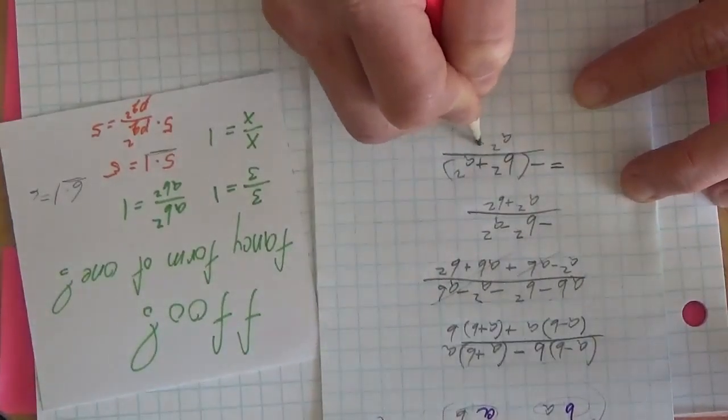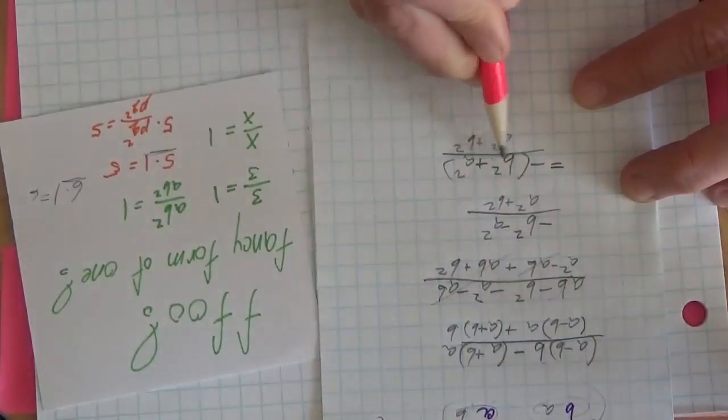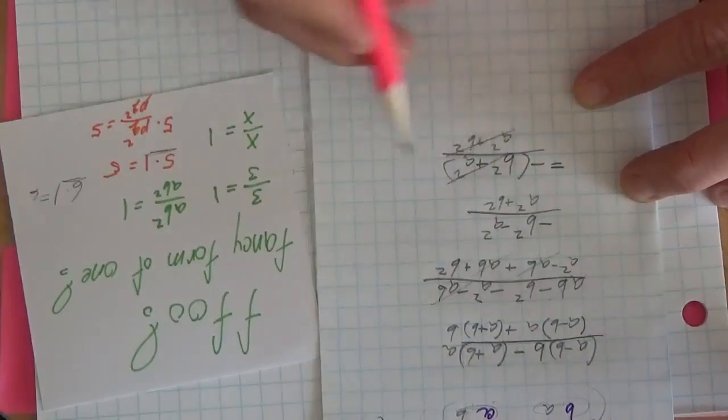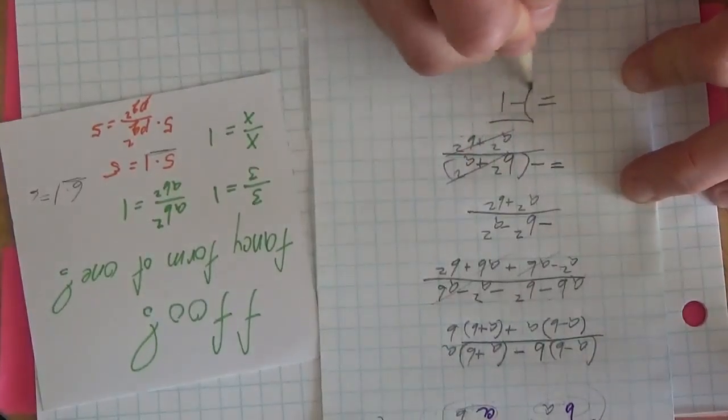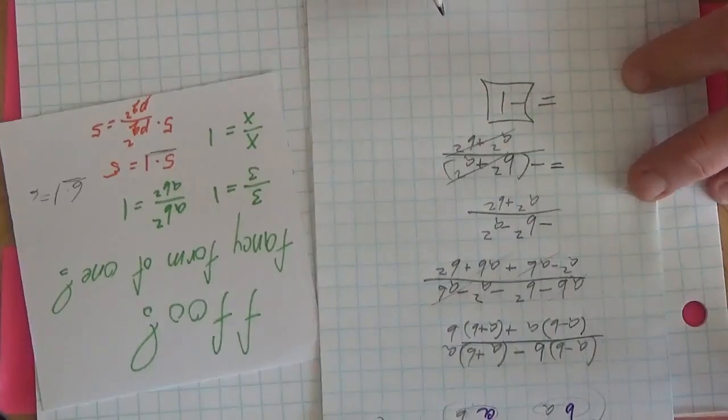And oh, check that out. A squared plus b squared, a squared plus b squared, they're the same. It all boils down to a -1. How cool is that?